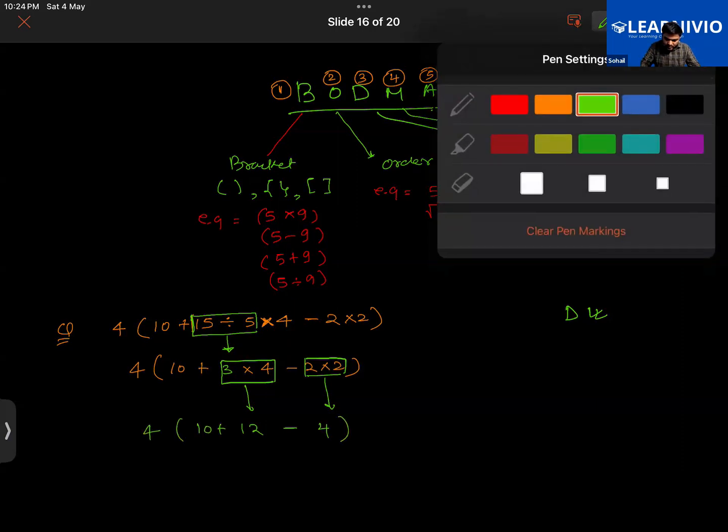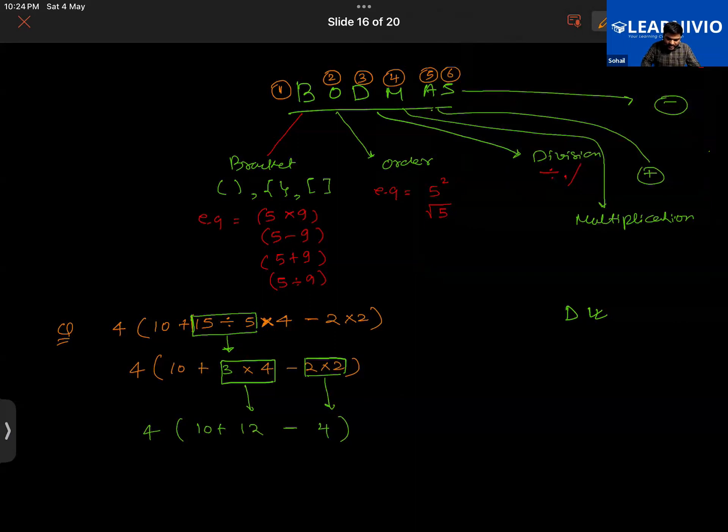Now, what should be done? We have got addition and subtraction. Sumaiya, Ayan, what should I do now? Then we need to subtract 12 and 4. Pay attention here, guys. No, first we have to add that. Exactly. Ayan, you also pay attention here.